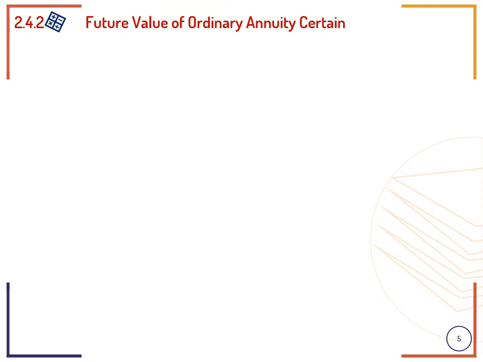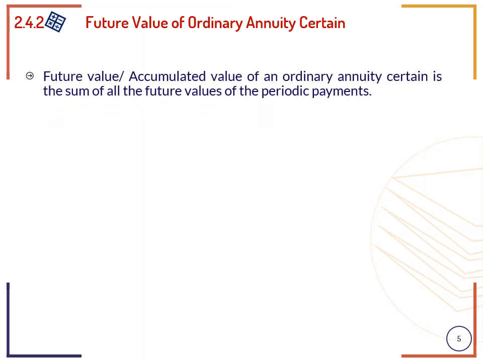There are two formulas under ordinary annuity certain, namely future value of annuity and present value of annuity. Look first at the future value of annuity. Future value, or commonly known as accumulated value, of an ordinary annuity certain is the sum of all the future values of the periodic payments. The derivation of the formula of future value of ordinary annuity certain is shown below.